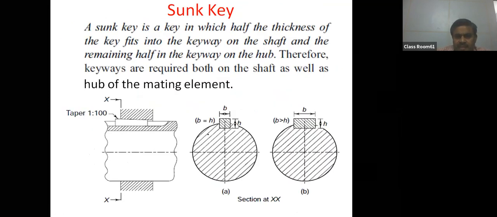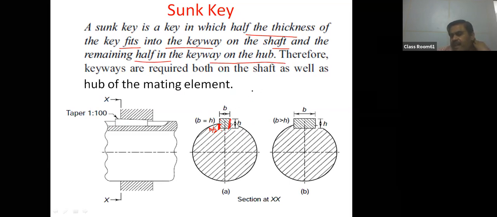So this is the diagram of the sunk key, in which this is the shaft. The height of the key is h. So half of the h, let's say h/2, thickness of the key is inserted in shaft, and h/2 is inserted in hub. So there is a keyway on both the shaft as well as the hub. That's why it is known as sunk key. A sunk key is a key in which half the thickness of the key fits into the keyway on the shaft, and the remaining half fits in the keyway on the hub.